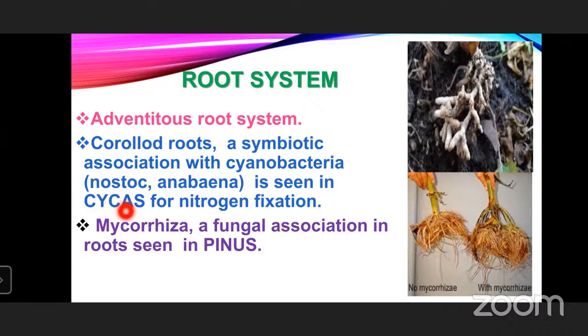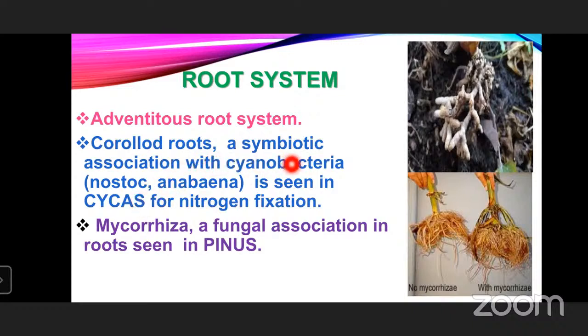It belongs to the class Cycadopsida as well as order Cycadales. So Cycas is one type of gymnospermic plant. It consists of coralloidal roots. Coralloidal roots means cyanobacteria having a symbiotic association with the roots of Cycas plant, and it also plays an important role in nitrogen fixation. So these coralloidal roots are present in Cycas plant.